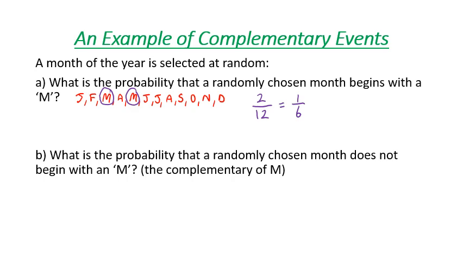The next question says, what is the probability that a randomly chosen month does not begin with M? So, in other words, I'm looking for the complementary of M. Now, if it's not M, that's going to give me 10 out of 12, or 5 out of 6. Because I know that it's 2 out of 12 for the letter M, therefore it must be the other remaining 10 options out of a possible 12 for not starting with the letter M. And I also know that if I have 1/6 and I add 5/6, that gives me 6 out of 6, or 100% of the possible outcomes.